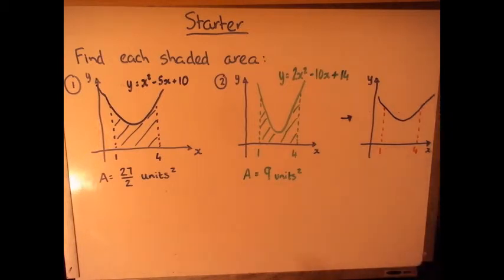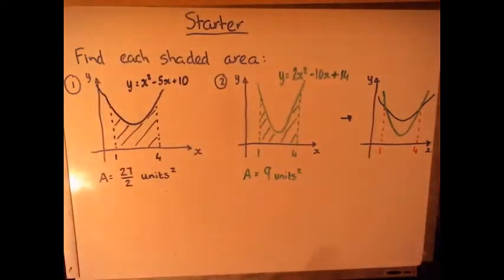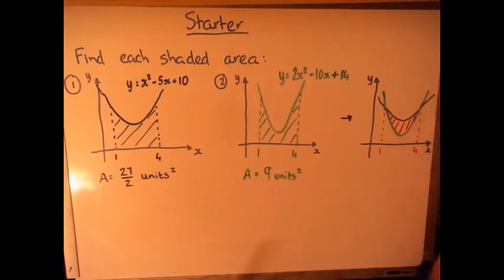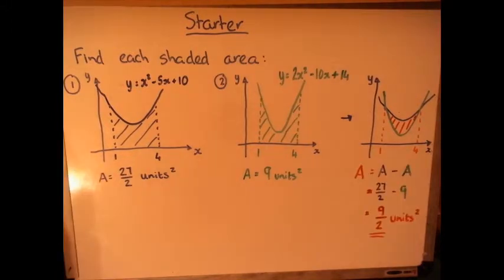So what I'm going to do here is bring our two starter functions together. I'm going to take my blue curve and my green curve and combine them on the same diagram. Hopefully you can see what's happening as I combine these two curves. What I get left with is a red shaded area, and hopefully you can see that would be given by the area under the blue curve minus the area under the green curve.